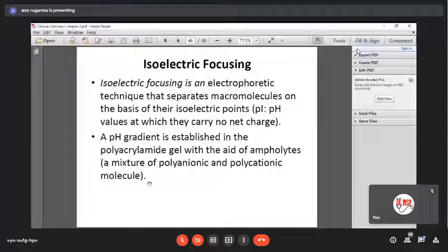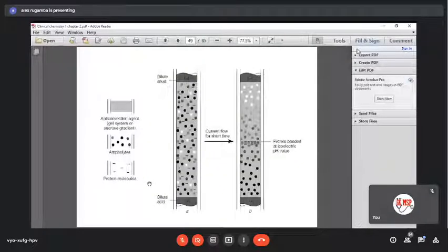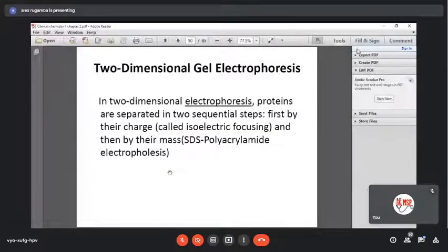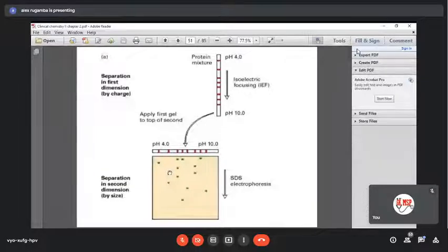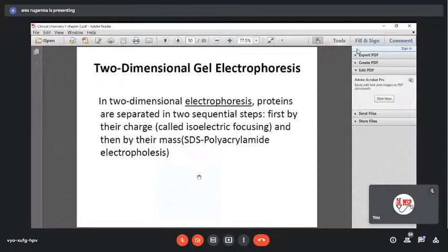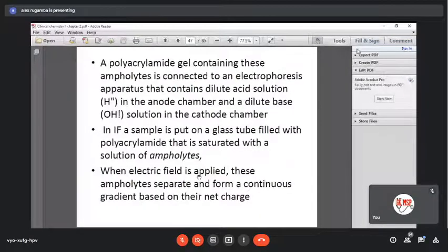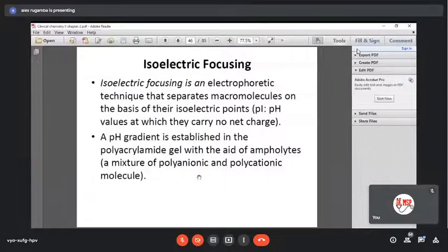So this is what I was saying, how it will move. So this is the electrophoresis. This is how the protein will be coated here, and then we apply electricity. It's like using pH. So it is called isoelectric focusing. It's an electrophoretic technique that separates macromolecules on the basis of their isoelectric points, the pH value at which they carry no charge. A pH gradient is established in a polyacrylamide gel with the aid of ampholytes.